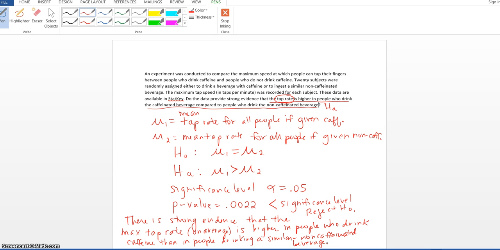Furthermore, because I have an experiment here in which the people were randomly assigned to the two treatment groups, I can actually say that this difference was caused by the caffeine. So that caffeine actually increases the maximum tap rate on average compared to drinking a similar non-caffeinated beverage.